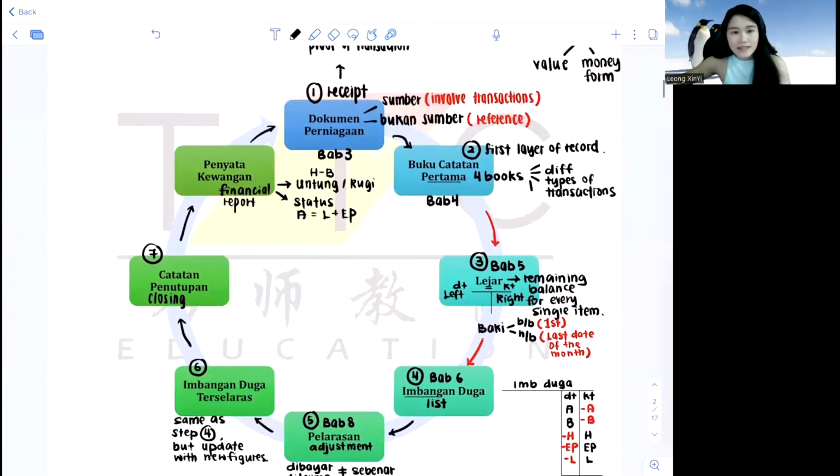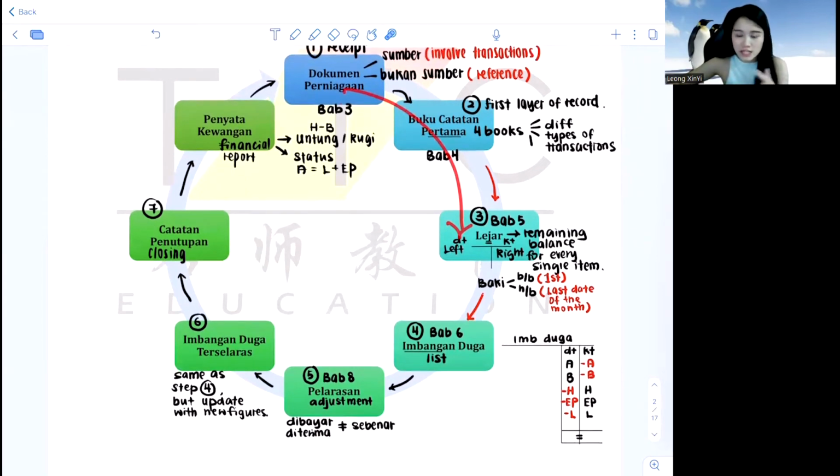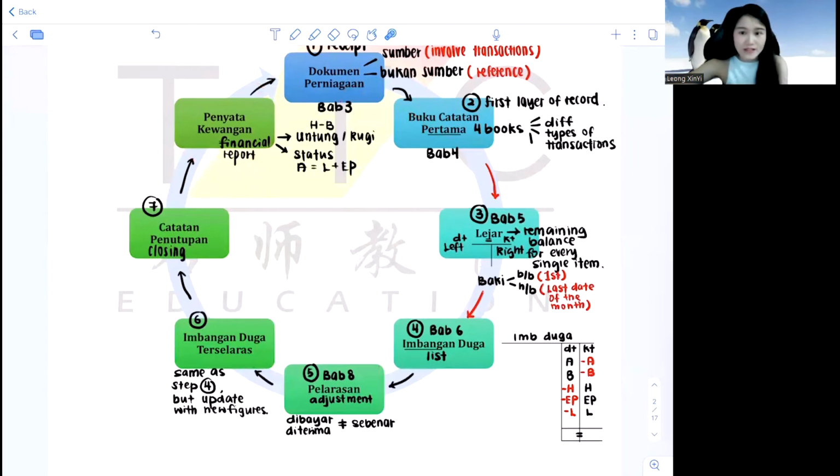Once we're done, then the next year, we repeat the same steps again. Some of them are only done at the end of the year, which is penyata kewangan. But for document, buku catatan pertama and ledger, these 3 we will actually do on a monthly basis, because there are so many transactions every single day. If I leave it till year end to do in one shot, it's going to be so messy. That's why every month we do the document, buku catatan pertama and ledger. Only when we have all the information done, we continue to imbangan tuga at the end of the year, do the pelarasan, imbangan tuga terselaras, and only then penyata kewangan.